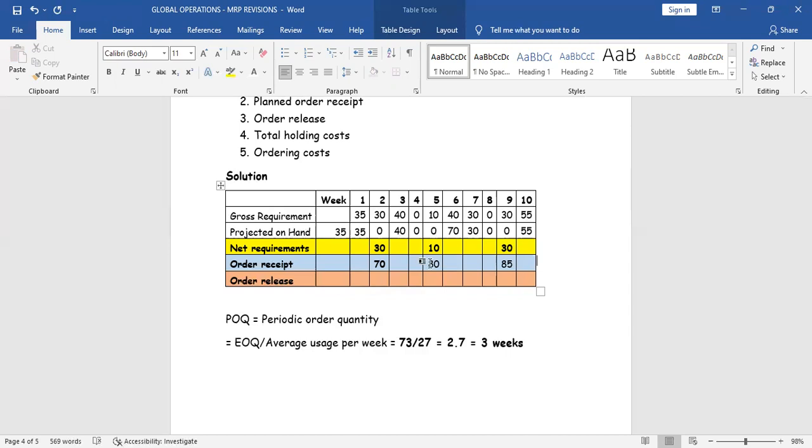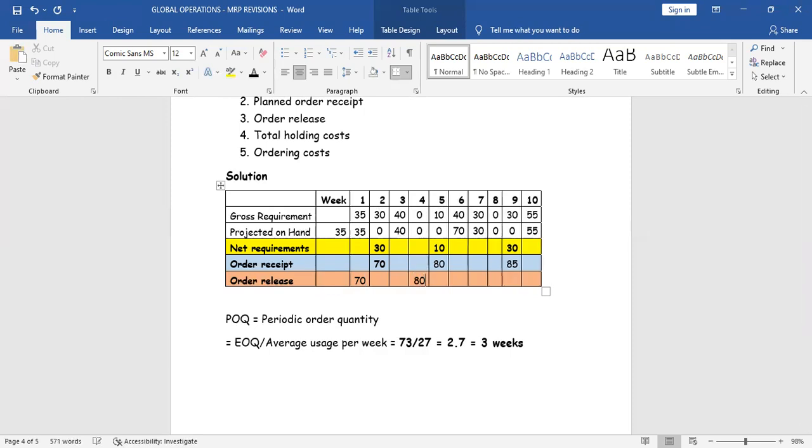Order release: that which is supposed to be received in week 2, the order should be placed in week 1. This which is supposed to be received in week 5, the order should be placed in week 4. This which is supposed to be received in week 9, the order should be placed in week 8. 85, like that.